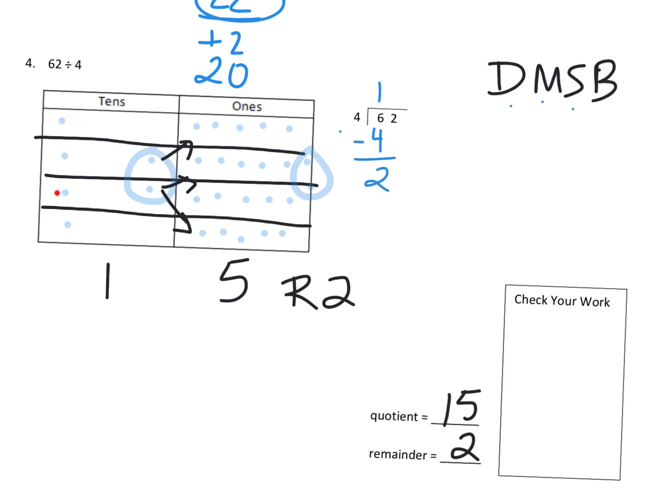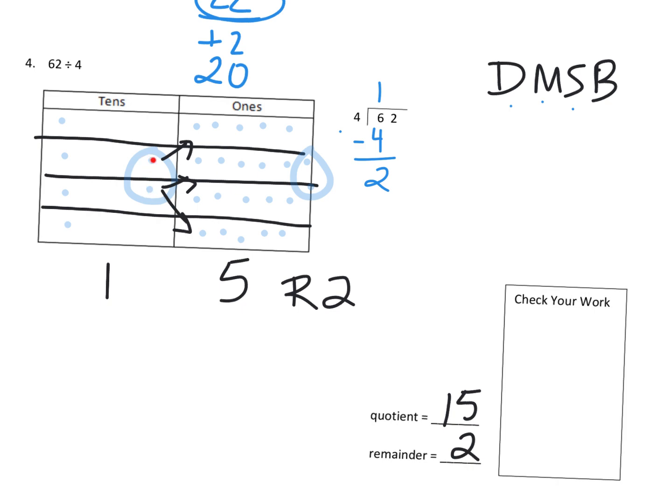Now, just to show you how that is very similar to what we did over here, we took these 6 dots. We split them into 4 groups. We got 1 in each group. And we used a total of 4 dots, 1, 2, 3, 4. And these 2 are the remainders.